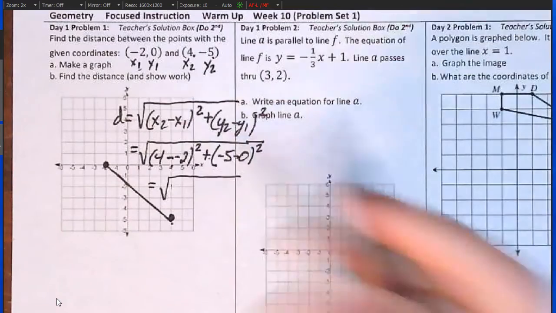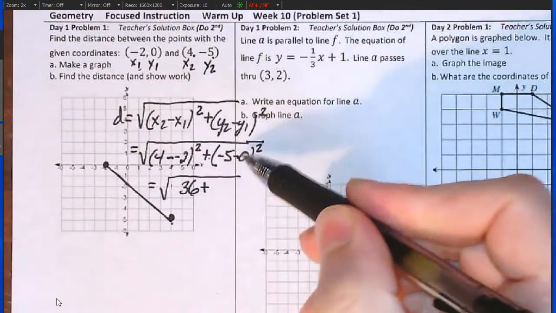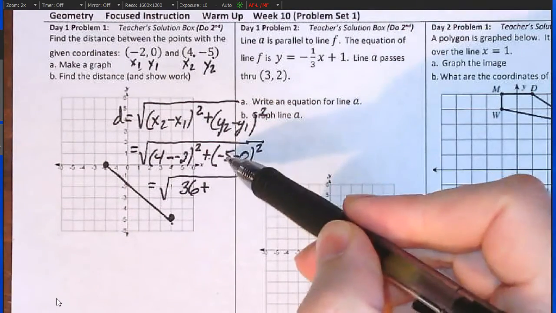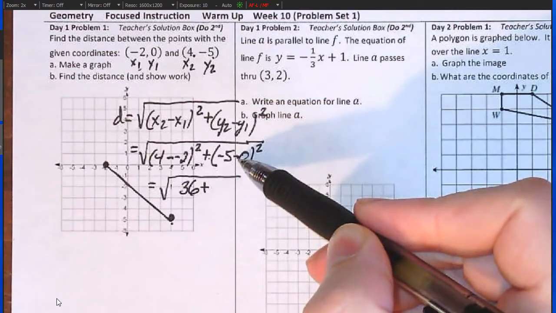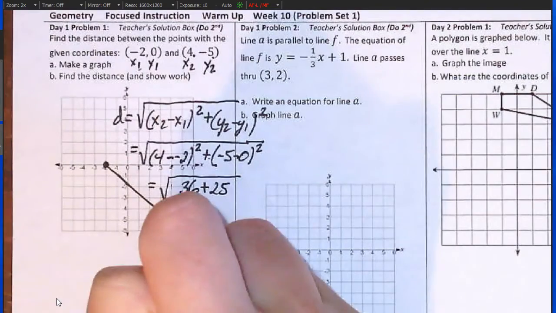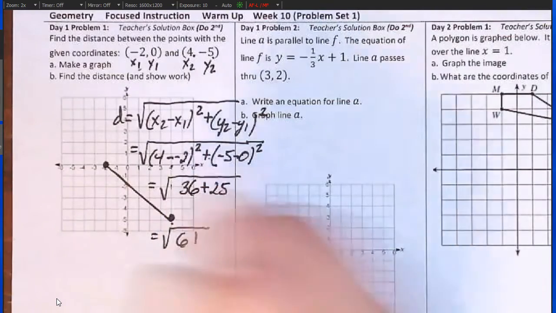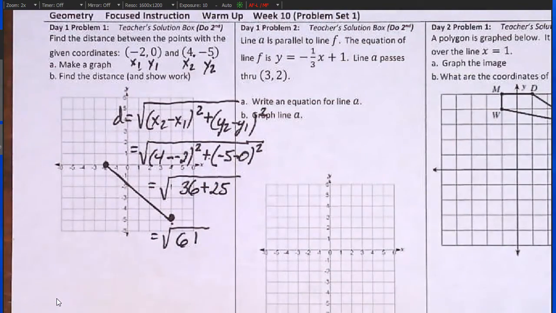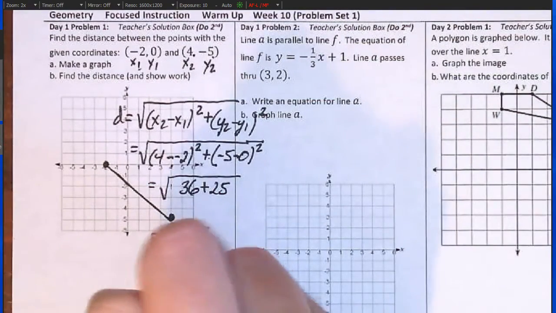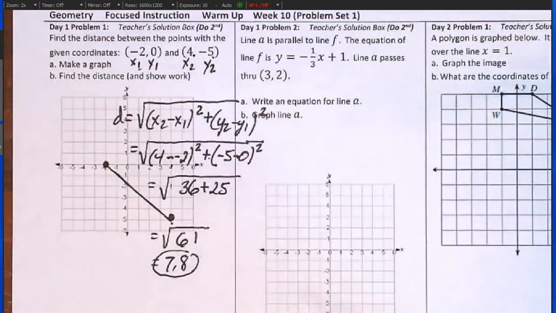4 subtract negative 2 is 6. 6 squared is 36. Over here where we were working with y coordinates, negative 5 subtract 0 is negative 5, and negative 5 squared is 25. Inside the square root symbol, we need to add 36 plus 25. That makes 61. The final step will be to take a calculator and find the square root of 61. And this is approximately 7.8. So the length of that segment that connected those two dots is 7.8 units. We found that answer using the distance formula.